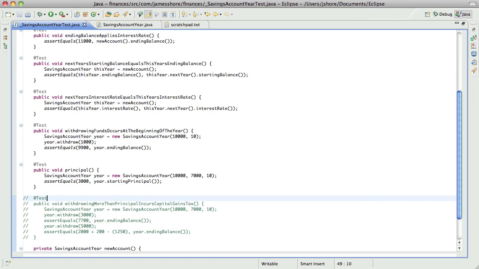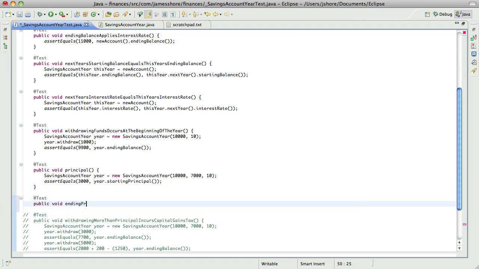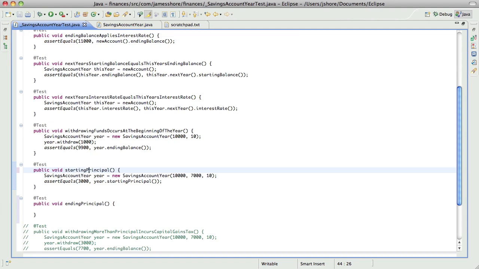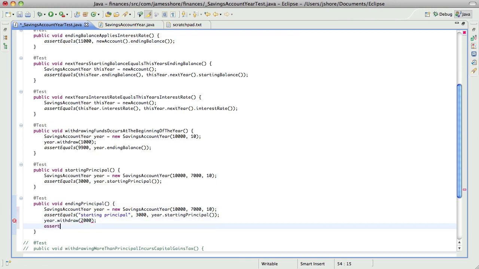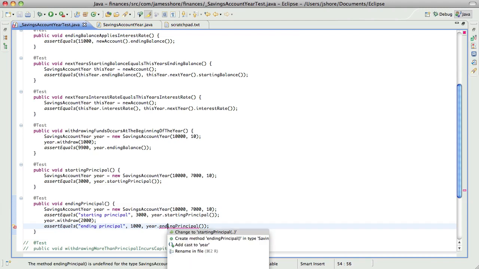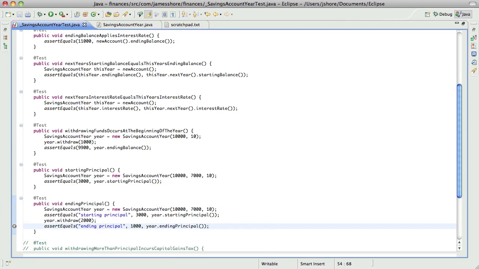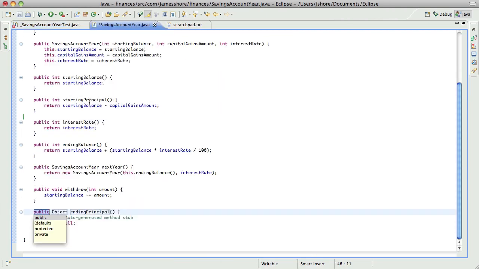Here. Alright, now that we've got that, we can ask the question that if we have a starting principal of 3,000, and then we withdraw some, so we withdraw 2,000, what's our principal going to be? And that should be 1,000. I don't know if all of this is necessary, but it does seem to be breaking down the problem nicely. Oops. So if it needs to be cleaned up, I will do that.